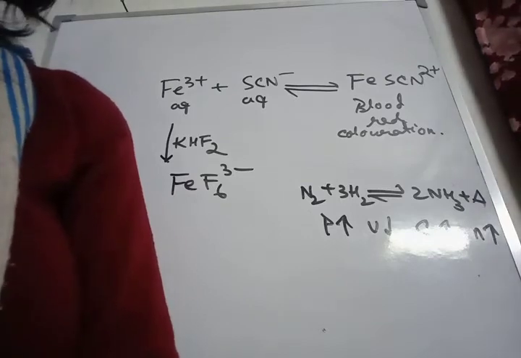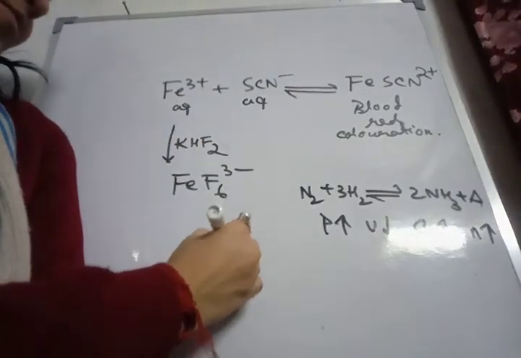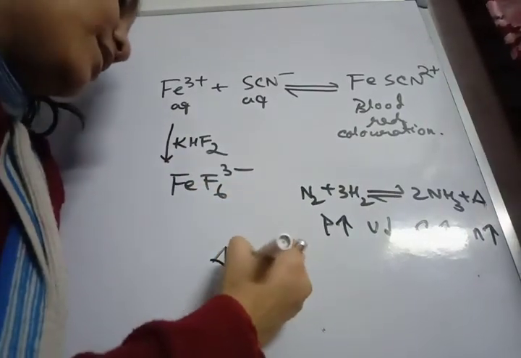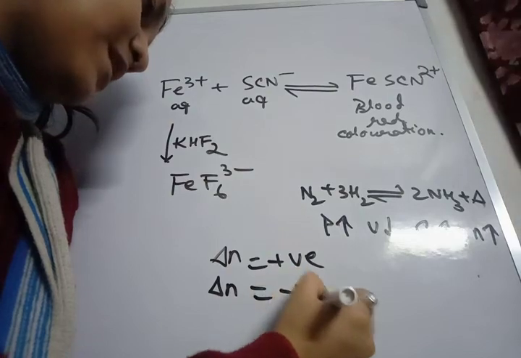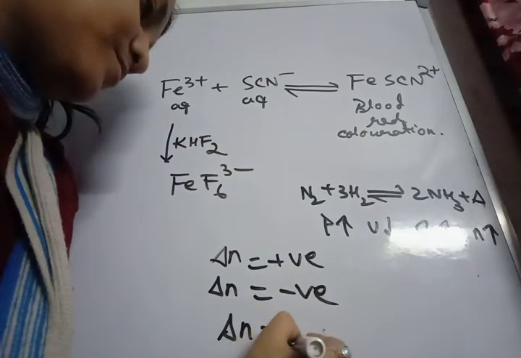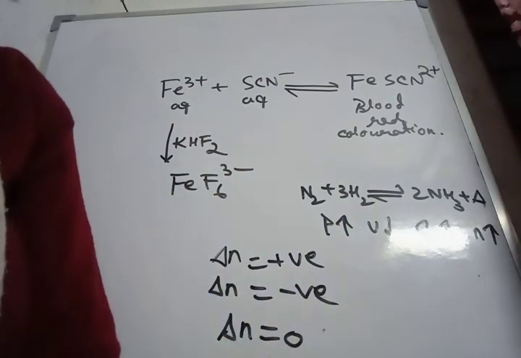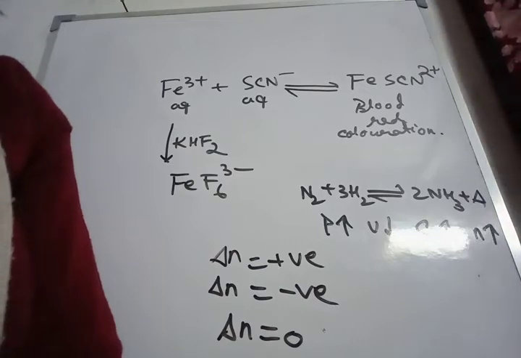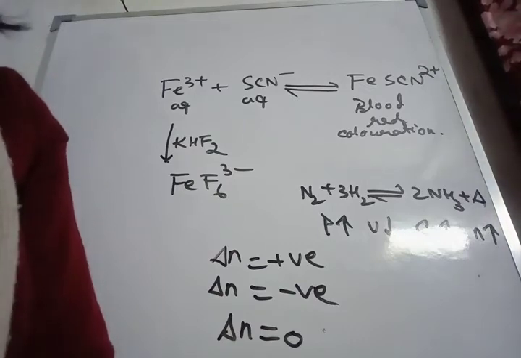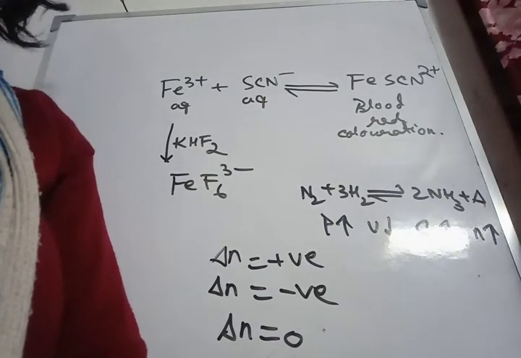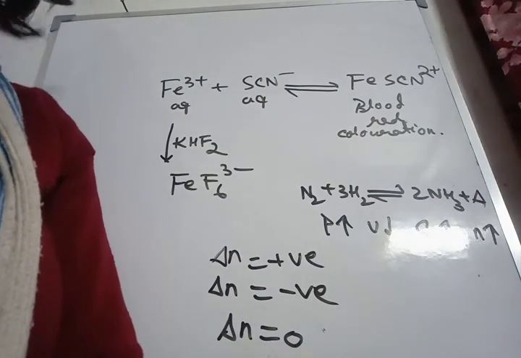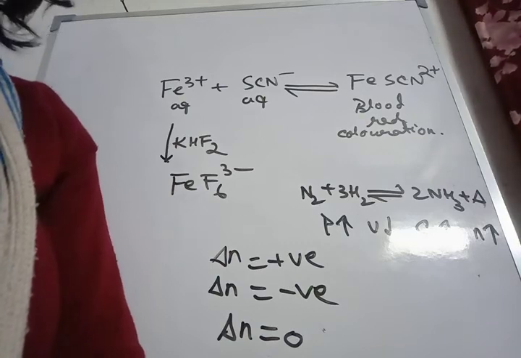So, reaction with delta N positive. Three conditions we have: delta N positive, delta N negative, and delta N zero. Reactions with delta N positive will shift towards the forward direction. Reactions with delta N negative will be shifting towards the backward direction, and delta N zero remains unaffected.